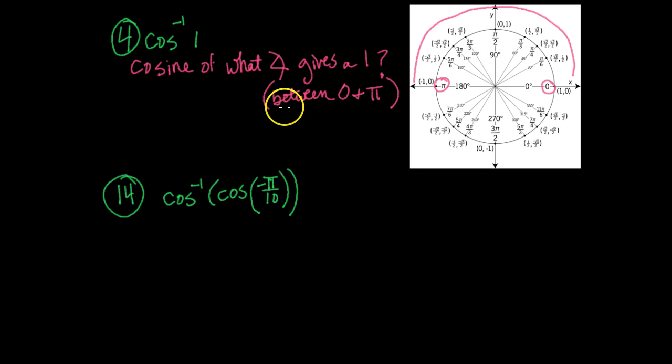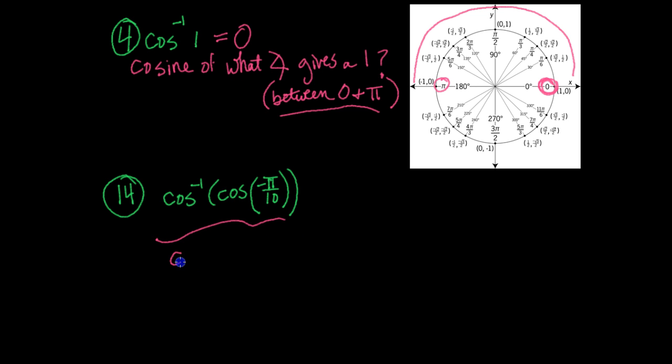So when we're dealing with cosine inverse of 1, that's the x value, so the cosine of what angle gives a 1 between 0 and pi? This is your only option right here, when you have 0 radians. So we can just say that that's equal to 0. Okay, that's pretty straightforward. Now we've got to work on this value.